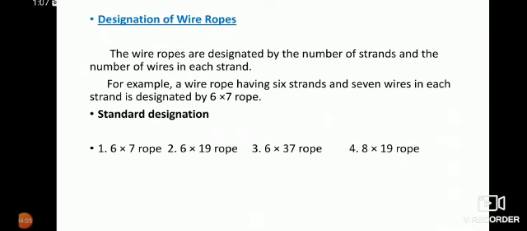Designation of wire rope. The wire ropes are designated by the number of strands and the number of wires in each strand. For example, a wire rope having 6 strands and 7 wires in each strand is designated as a 6 into 7 rope. 1. 6 into 7 rope, 2. 6 into 19, 3. 6 into 37, 4. 8 into 19.